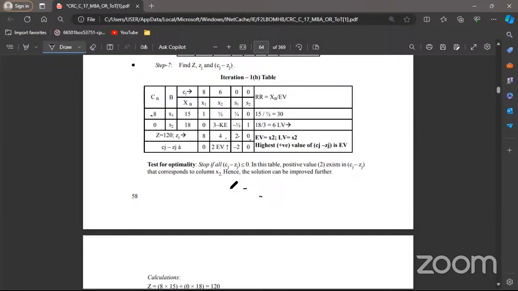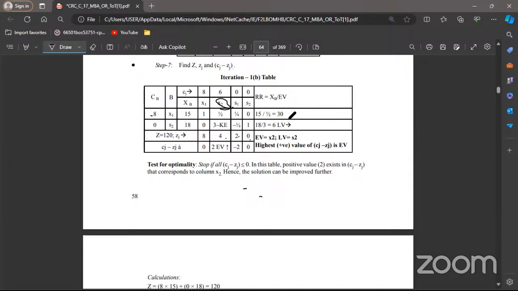Yes. Now, what's the criteria? What's your objective? Maximization. Highest positive Cj minus Zj is what? 2. So, which variable will be entering? X2 will be entering.